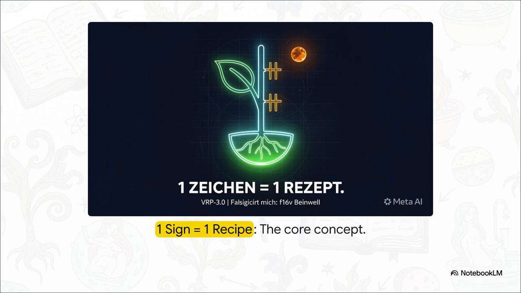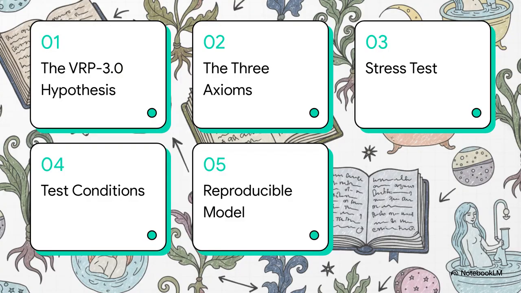So instead of arguing that a specific word translates to, say, flower or root, this model treats the text as a functional botanical notation. We are stepping completely away from subjective, poetic translations and moving toward a highly structured set of processing instructions. So here is our roadmap for today. First, we'll cover the VRP 3.0 hypothesis itself. Second, the three foundational axioms. Third, the stress test, specifically how it handles falsification. Fourth, the operationalized test conditions. And finally, how it functions as a reproducible working model.